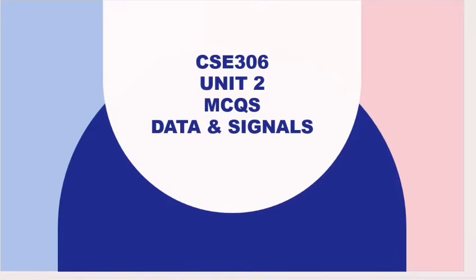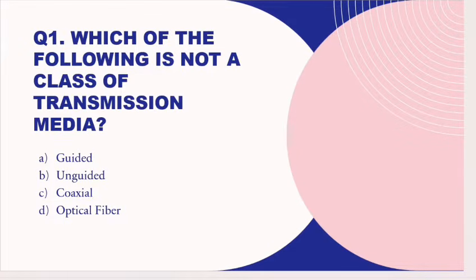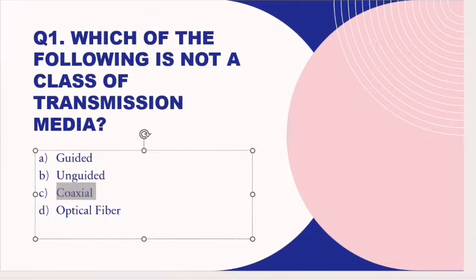Good morning, everyone. Today we are going to do Unit 2 of CSC 306 MCQs of Data and Signals. So, our first question is which of the following is not a class of transmission media? Option A guided, option B unguided, option C coaxial, option D optical fiber. I hope you all have guessed the answer right. So, the correct answer for this question is option C coaxial.